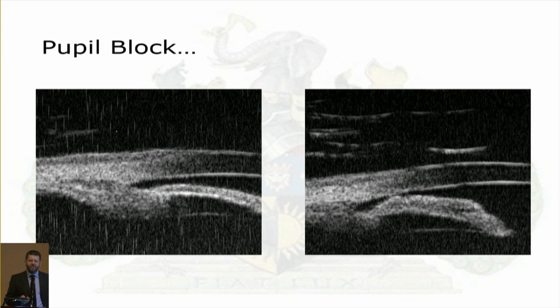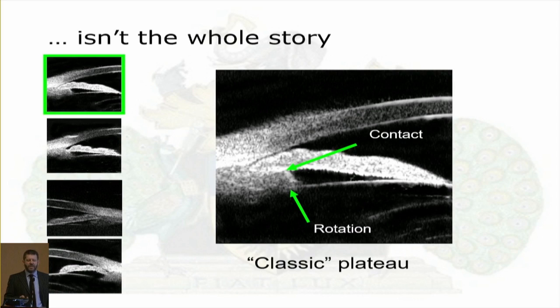Pupil block and relief of pupil block, however, is not the only story. So moving on now from a discussion of clear lens extraction in angle closure, I'm going to talk a little bit about iridoplasty. And we're going to talk about plateau iris syndrome. That's a subset of angle closure disease.